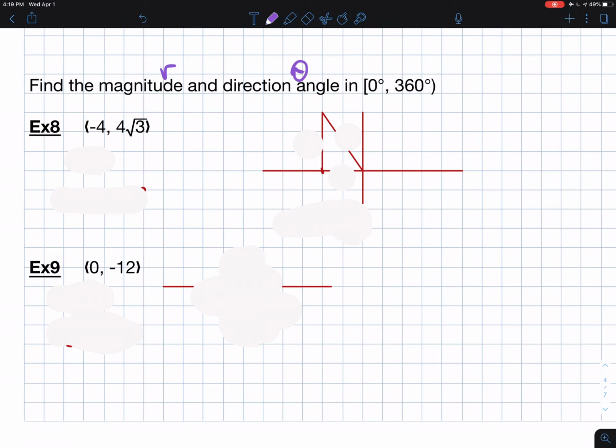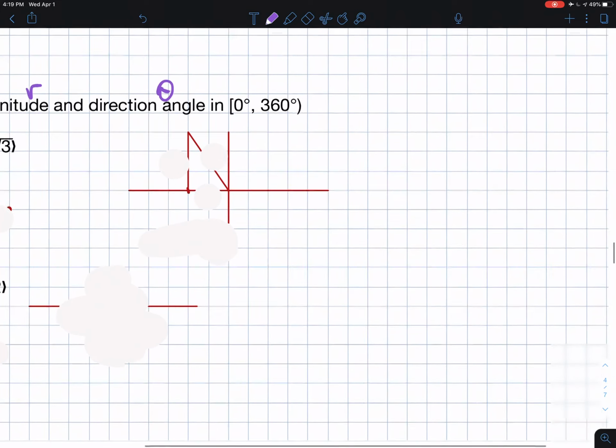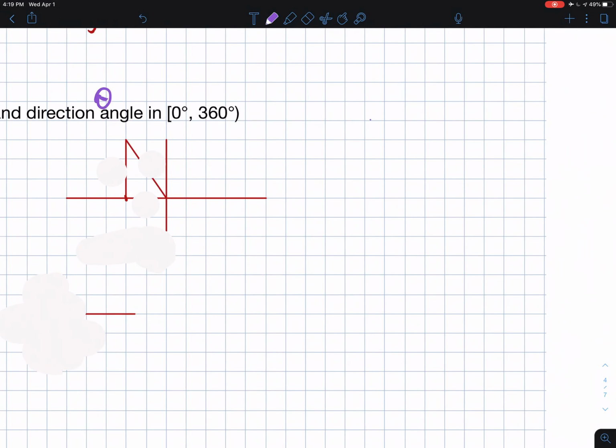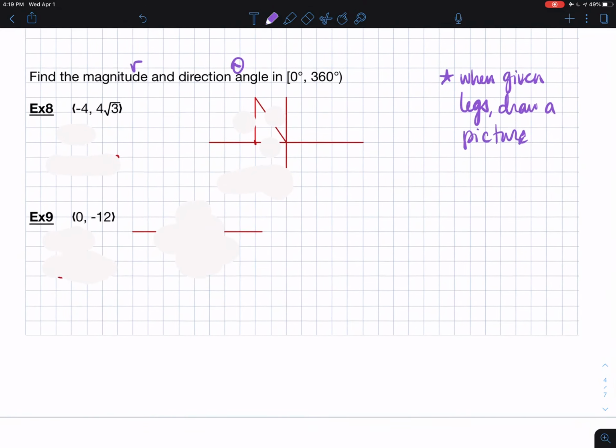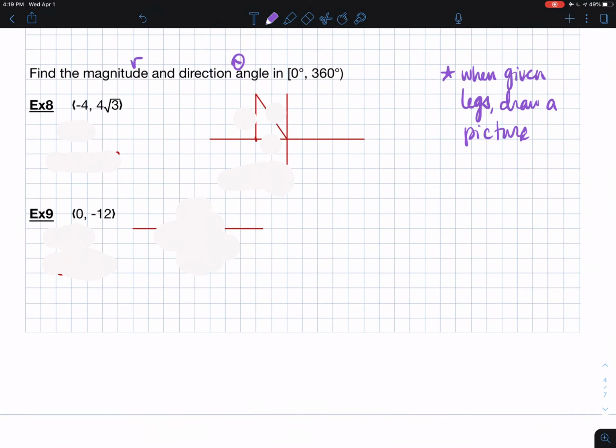Okay. Now, there's something that you need to maybe write down in the margin. When given legs, draw a picture. Just something that, again, we will do this for the rest of chapter 11, and I'll keep it consistent with that. So whenever you're handed legs, go ahead and draw a picture.